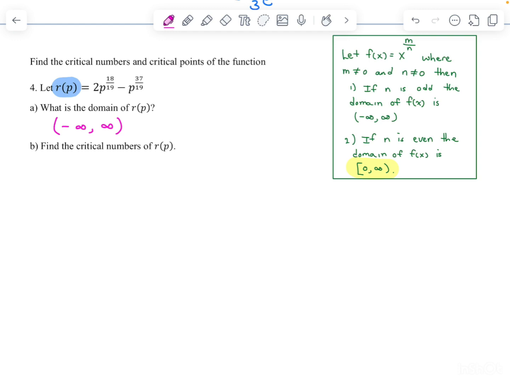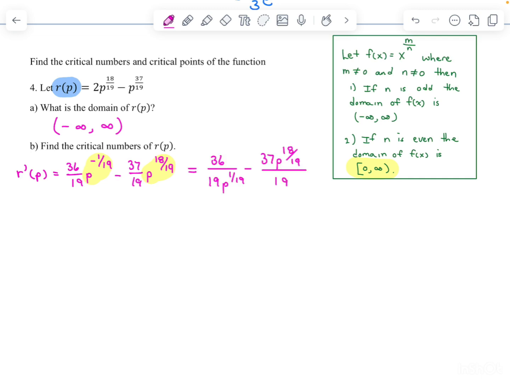Applying the power rule, the derivative will look like this. Now what I'm going to do is bring the p raised to the negative 1/19th power to the denominator and move the p raised to the 18/19th power to the numerator. That will look like this. Now I'm going to set the derivative equal to 0.